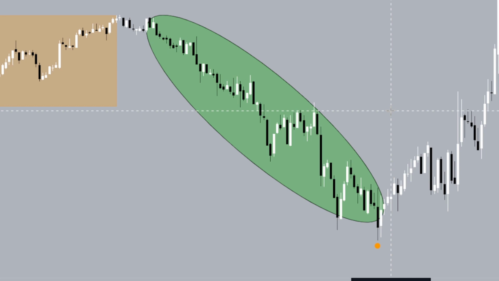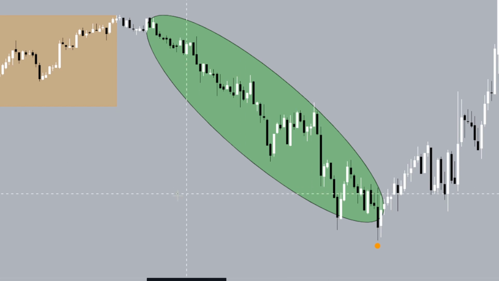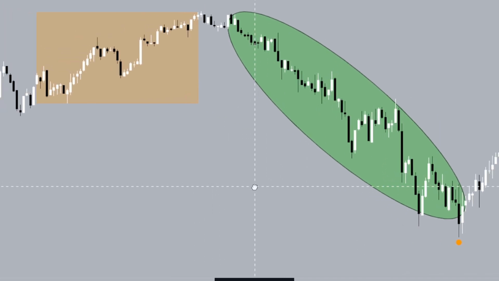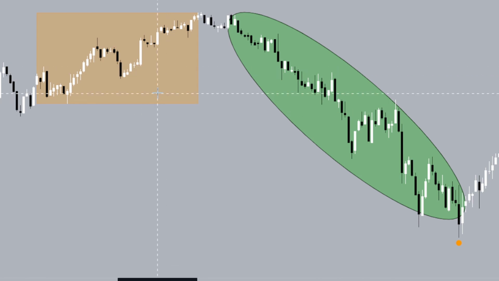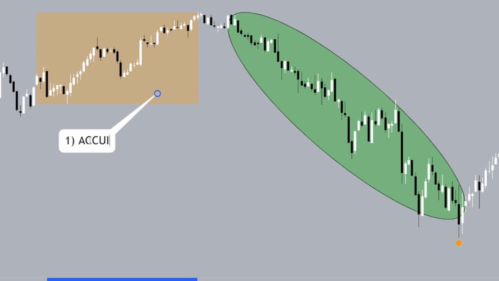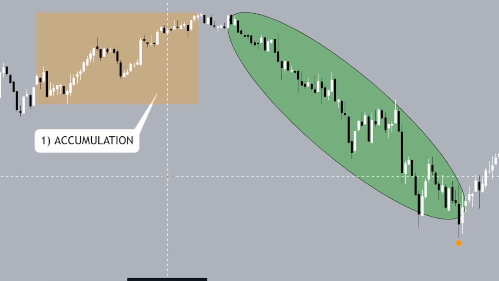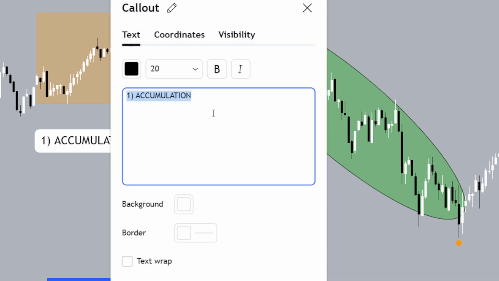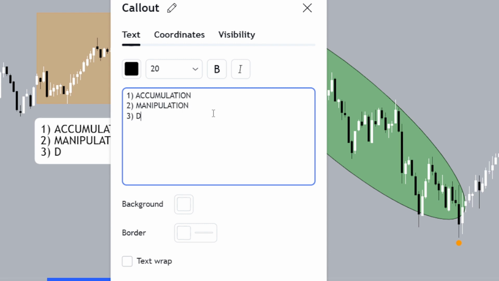What is the point? You need to understand that the market moves in 3 phases, right? There's 3 phases to the market. As we know, we have step 1, which is the accumulation. So we have the first step, which is accumulation, right? We have our second step, which is manipulation, and we have our third step, which then becomes distribution, right?